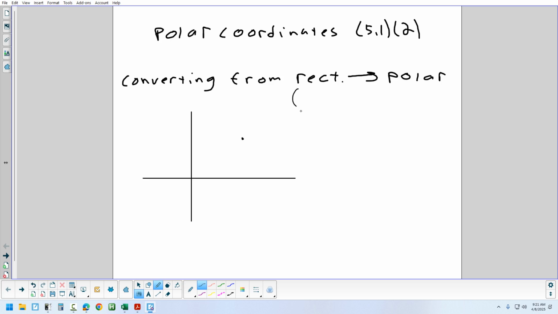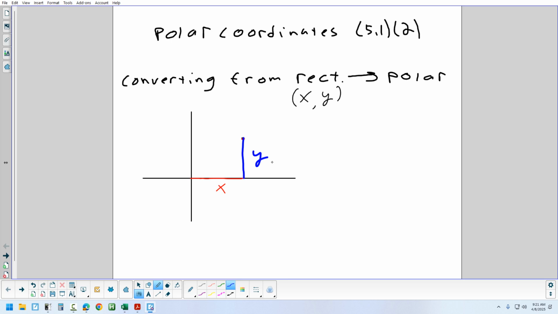In rectangular, can someone remind me, what are the two things that they give you to describe a rectangular coordinate? X and Y. They give you the x and they give you the y. So if you're trying to get to this dot, they would give you this, which is the horizontal movement, and they would give you this, which is the vertical movement.